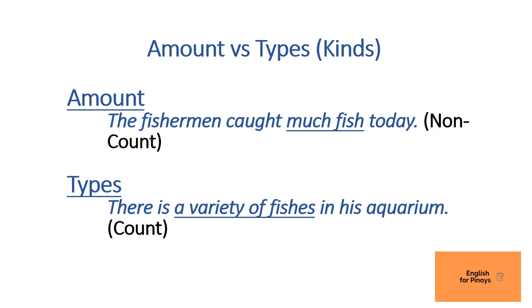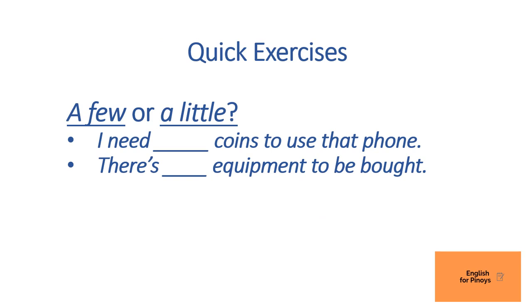All right, so let's go to a couple of quick exercises, just to see if we can answer them correctly. Let's see. A few or a little. Okay, I need blank coins to use that phone. And then there's blank equipment to be bought.